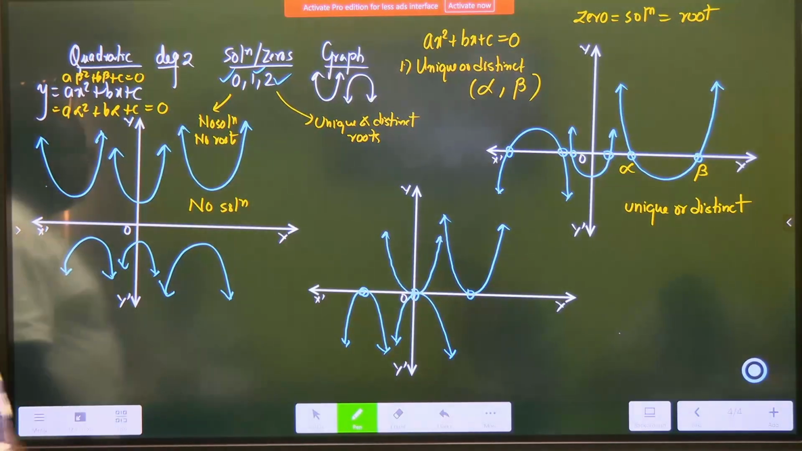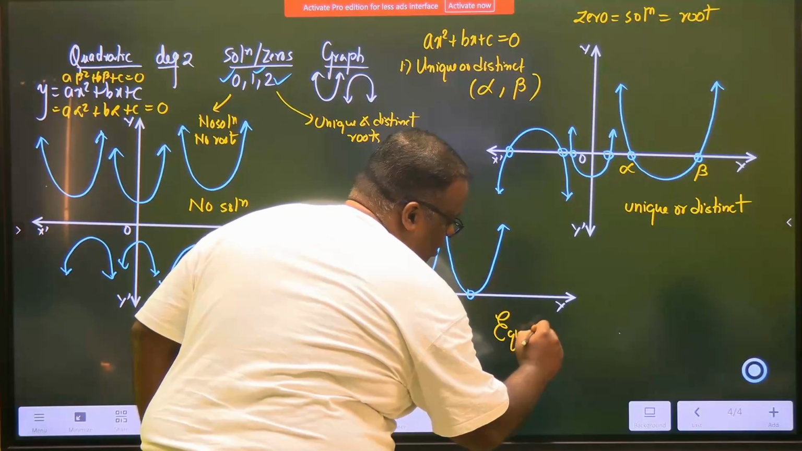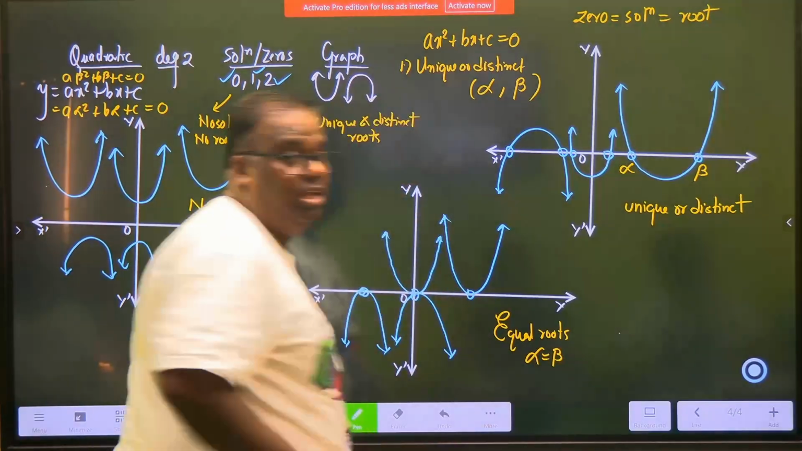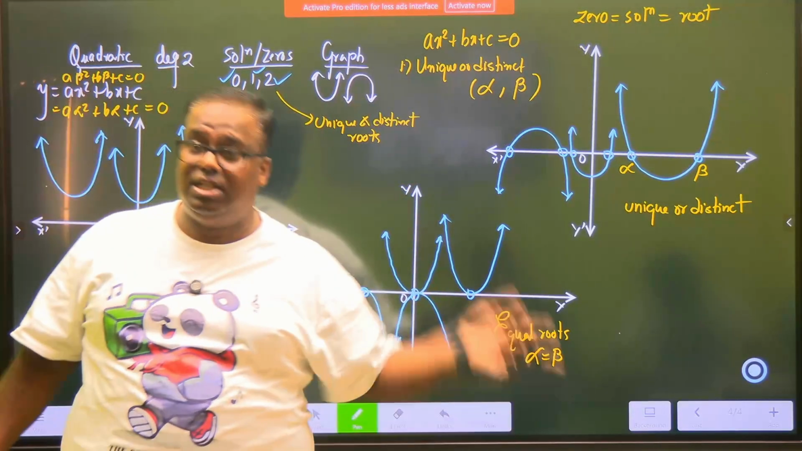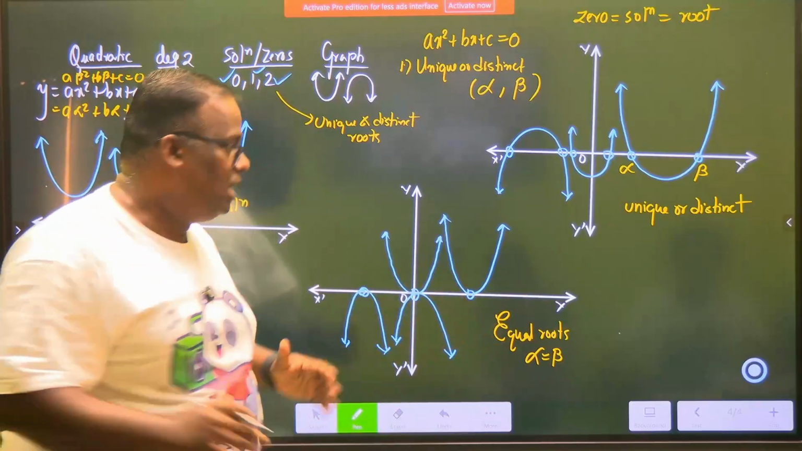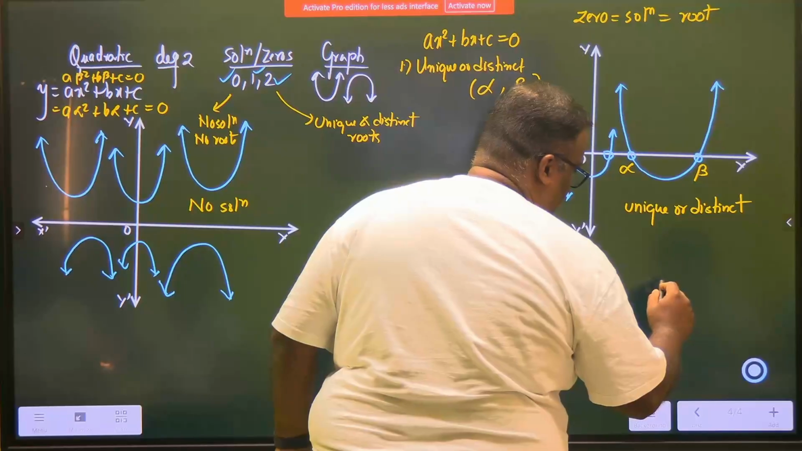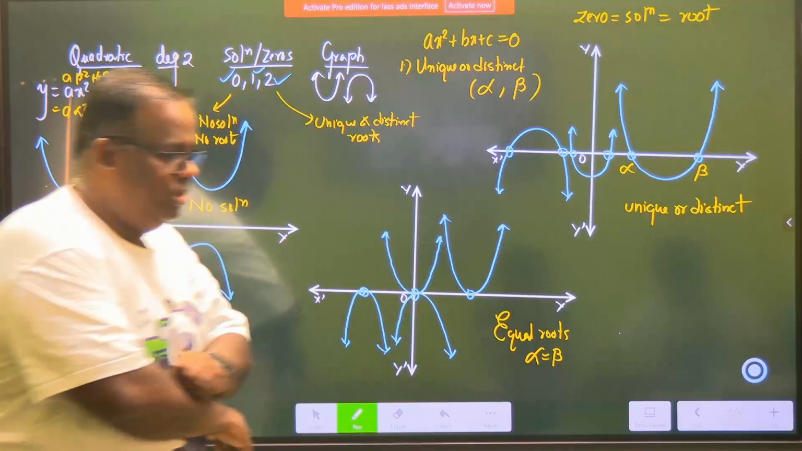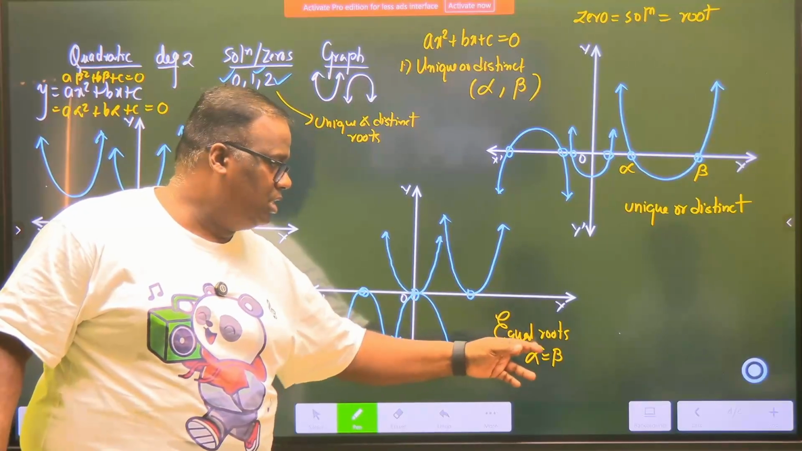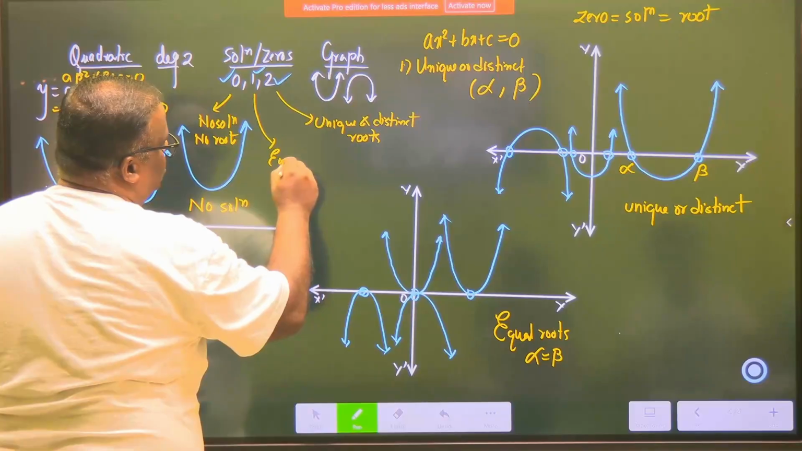Understood? This scenario is called equal roots. Here alpha is equal to beta. Both the values are same. So I say the number of solutions is only one. If let's say we are solving something like, okay, you still don't know how to solve. I'll show that in the next screen. This is equal roots. So one means equal roots.